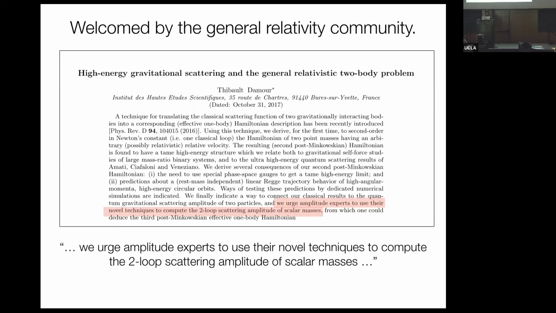Okay. And by the way, this program was actually very welcomed by the general relativity community. So they themselves appreciate the power of these tools, and at the same time, appreciate the need for new ideas for computing waveforms for third generation detectors. Okay, and so here, for example, is a paper by a prominent general relativist, Thibault Damour, and he clearly states, we urge amplitude experts to use their novel techniques to compute two-loop scattering amplitude of scalar masses. So this would, for example, be a higher order correction to Newton's law.